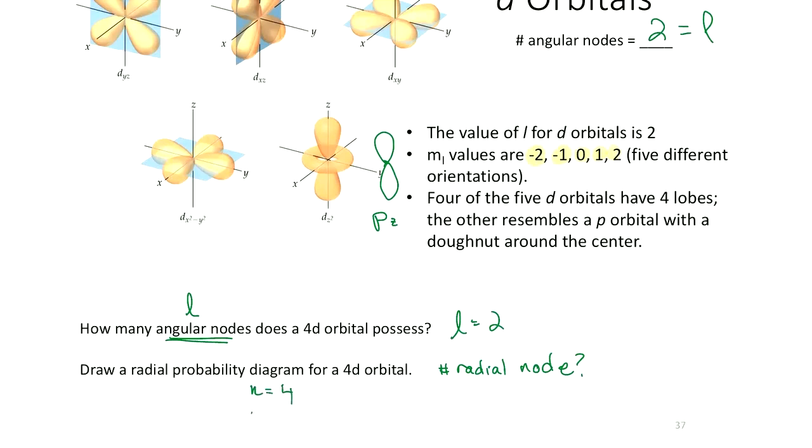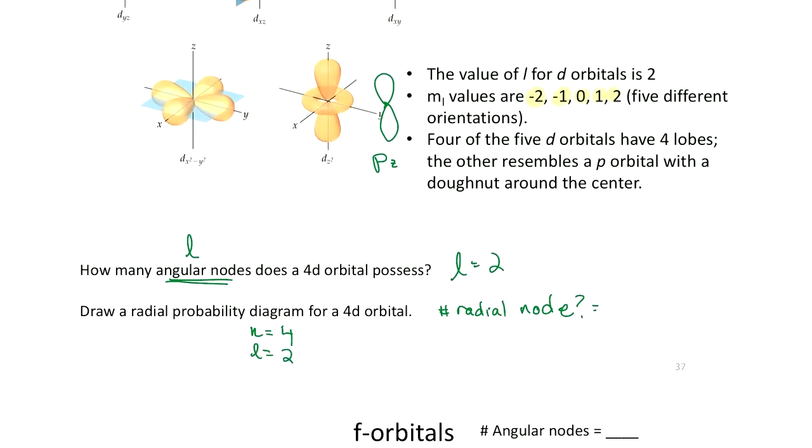4. And then what is L? 2. So if we do the equation, number of radial nodes equals N minus L minus 1, this is going to be 4 minus 2 minus 1. So this graph is going to have 1 radial node. That means this graph is going to go to 0 how many times? Just once, but don't count the beginning and end.